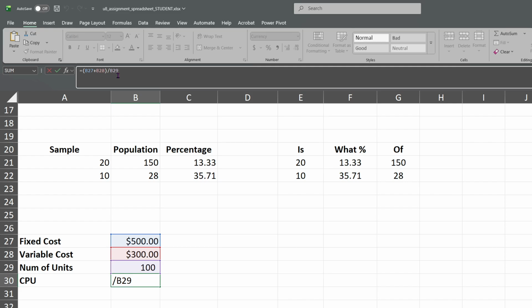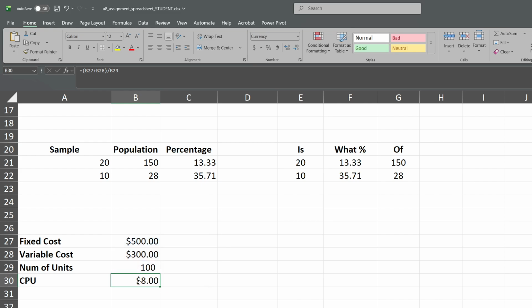If you read that document, it tells you that to calculate the cost per unit, we take the fixed costs plus the variable costs, so that's B27, B28, and we divide it by the number of units, which is 100. And when we do that, what we get is $8 per unit. Okay, that's important. Based on what we're doing here in terms of break-even analysis, uh-oh, we better be selling this for at least $8 and a penny if we want to make any money.